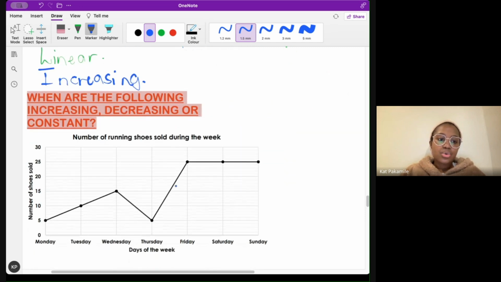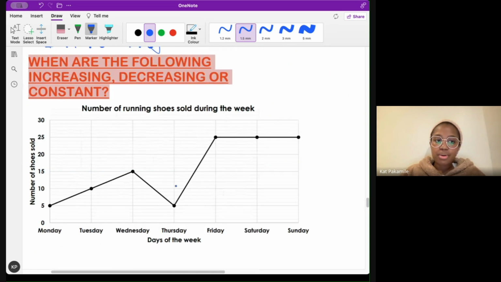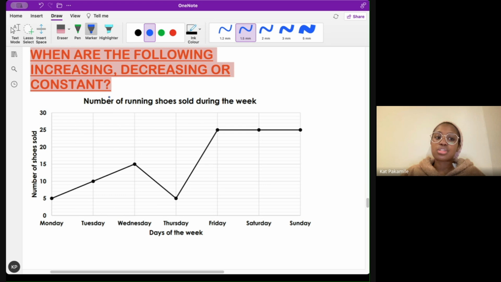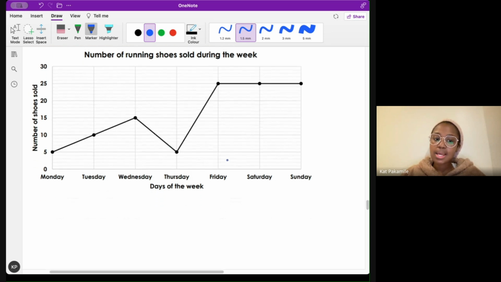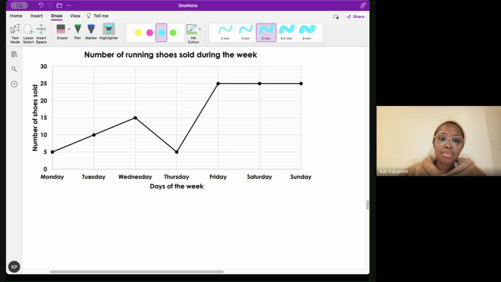Now let's look. When are the following graphs decreasing, increasing, or constant? Now this is to show you guys that it is possible for a graph to have all three properties, okay? Such as the one we can see here. This graph is representing the number of running shoes that we sold during this week, Monday to Sunday, okay?